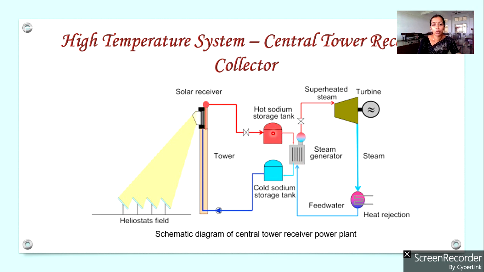So the hot sodium, after exchanging its heat with water, will become cold, and it can be stored in this cold storage tank and again be circulated to the receiver for carrying away the heat. So this is the working principle of a central tower receiver power plant.